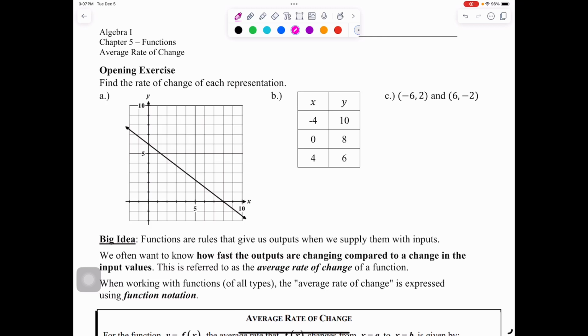Today's lesson is called Average Rate of Change. To start out, I want you to try the opening exercise. It says find the rate of change of each representation. So you have a graph, a table, and two coordinates. At this time, please pause the video, try to find the rate of change for each of these representations, and then resume the video to go over your answers.